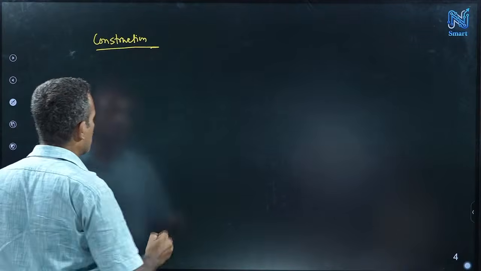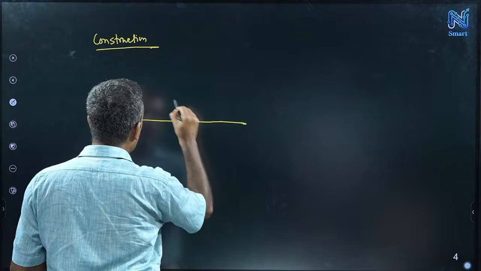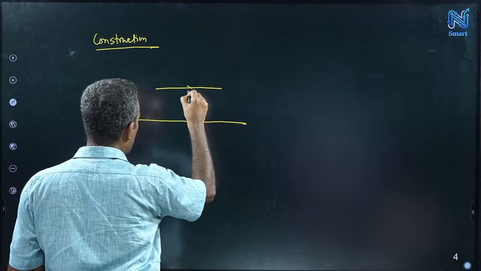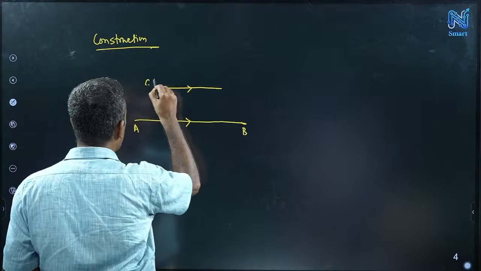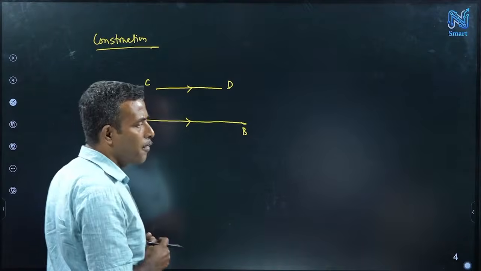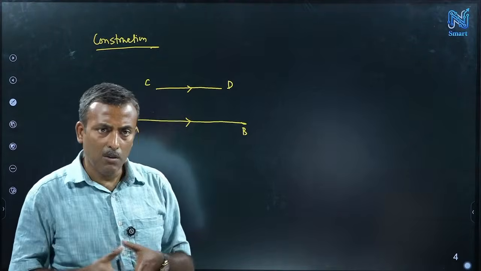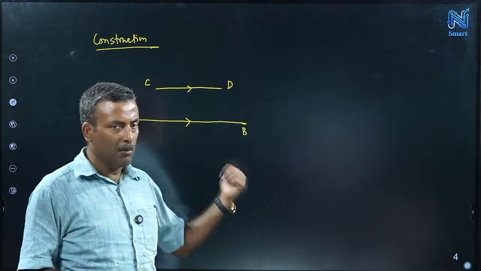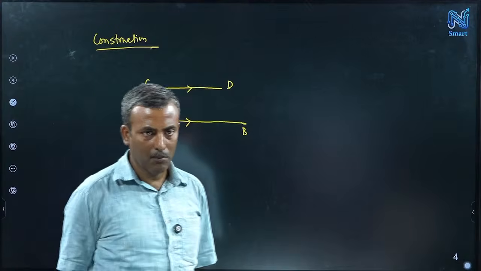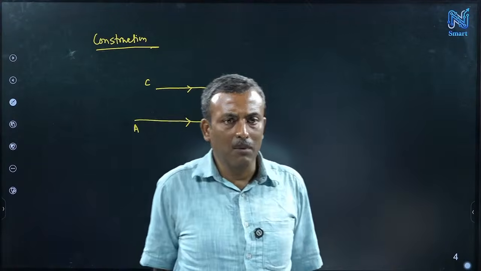It is a very interesting construction problem. So we have two parallel lines, AB and CD. Actual line segments are given; you can just extend them, and you have to find the midpoint of AB. So this is the problem. We can always find the midpoint of AB.